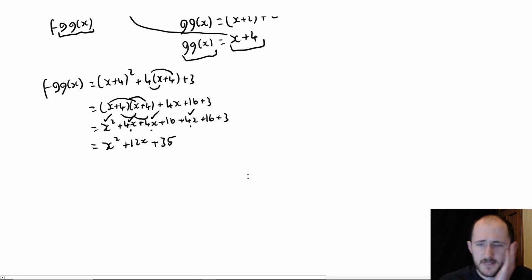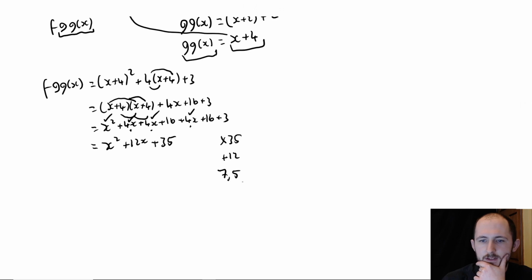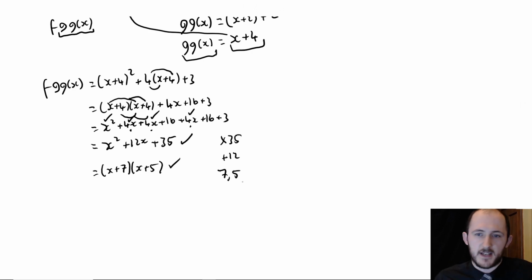And we can probably factorize this, right? 7 and 5. They need to multiply to 35 and add to 12, and that would be 7 and 5. So we get x plus 7, x plus 5. So the answer in the back of the book is either this or this, just because I didn't know exactly what form they wanted it in.